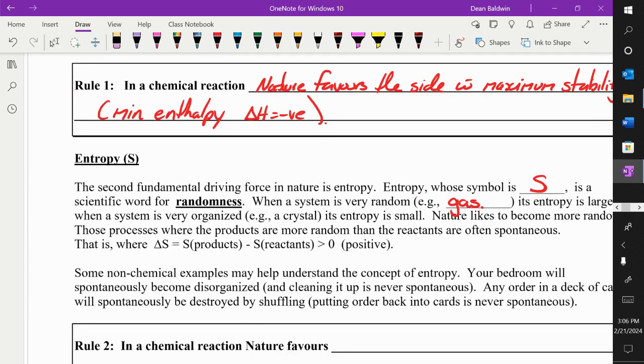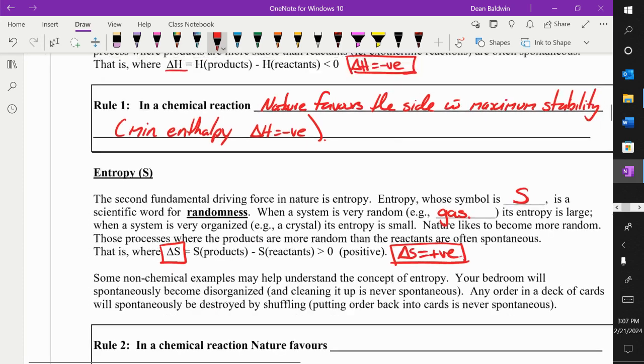So we want to know what the delta S is, the change in entropy. Entropy of the products minus entropy of the reactants. The world wants positive entropy. That's what we want, because that means you have more randomness. The degree of randomness in the products is bigger than that of the reactants. That would give us a delta S that's positive.